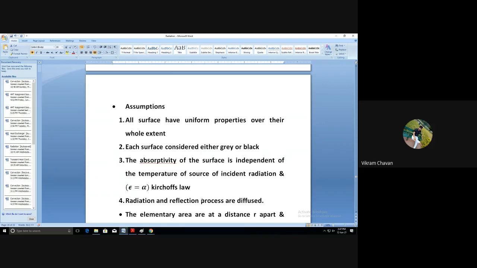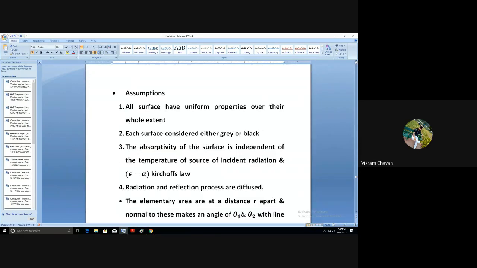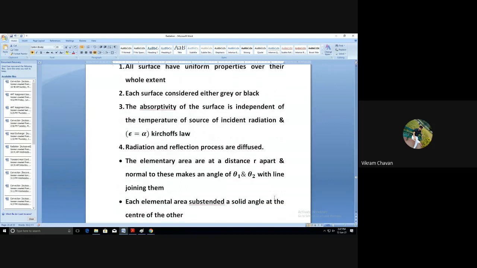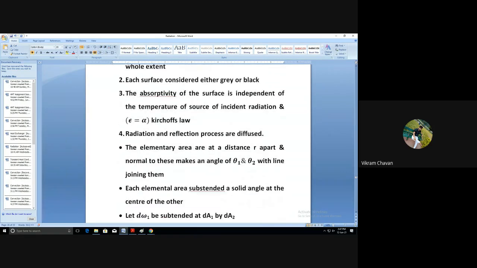Then fourth one, radiation and reflection process are diffused. Okay, these are about the assumption. Then next point you can write, radiation and reflection process are diffused, full stop.